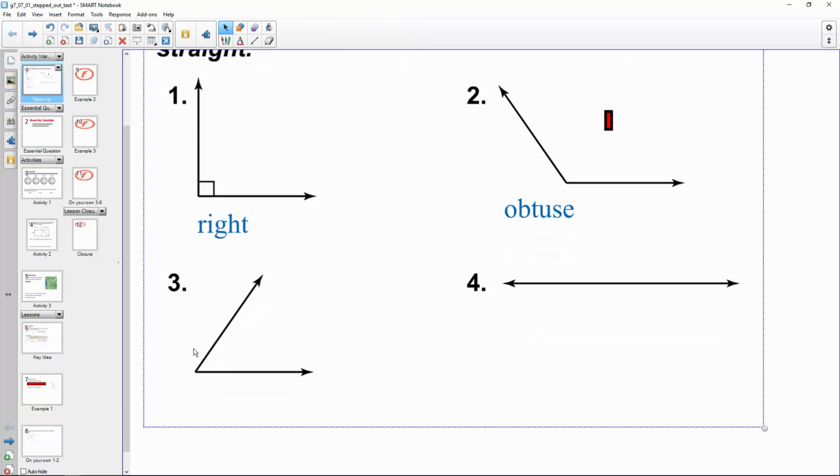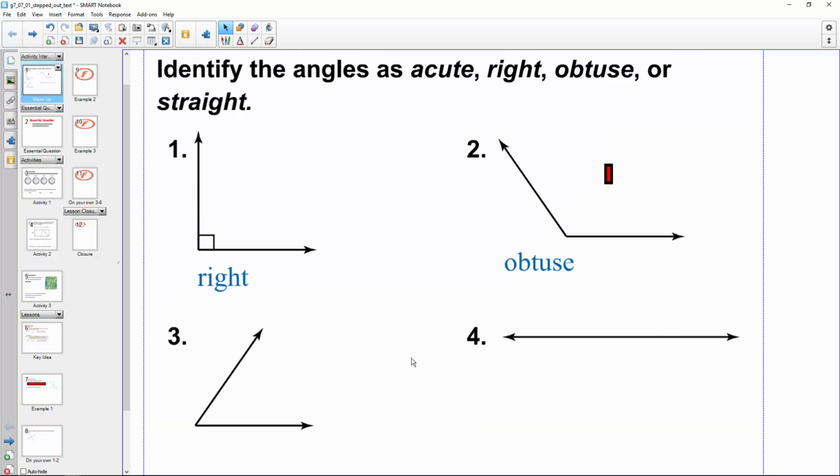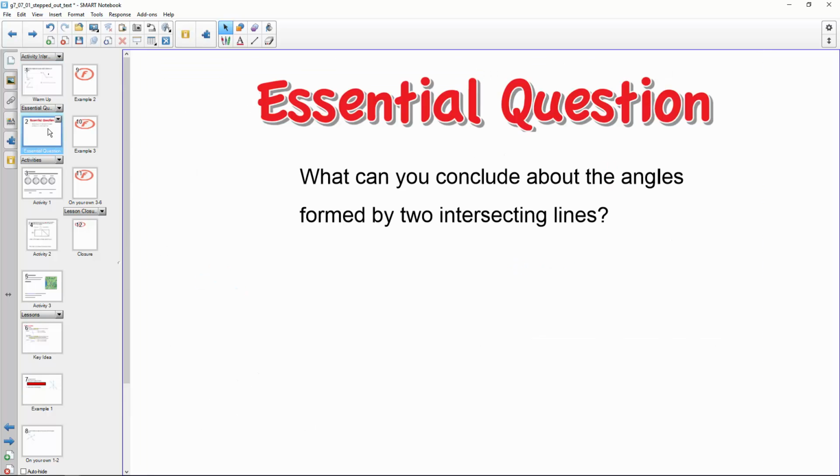This one here, if I open it up, it is less than 90 degrees, therefore it's so cute, it's an acute angle. And then finally, this is a straight line, so it's a straight. And what we want to do is conclude about the angles formed by two intersecting lines today.